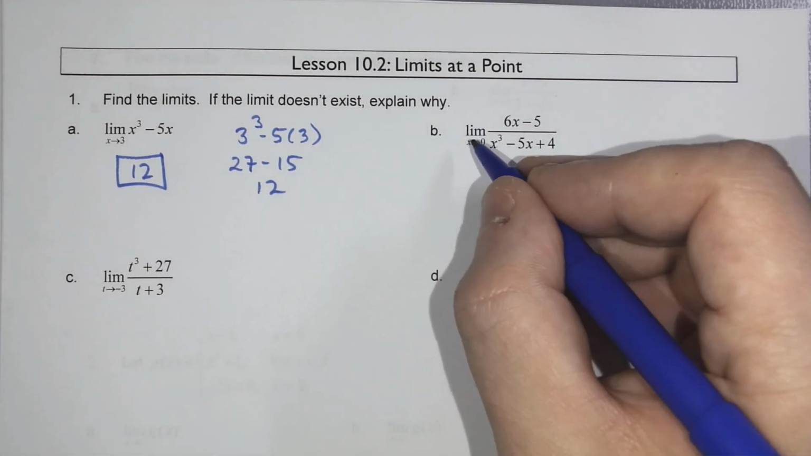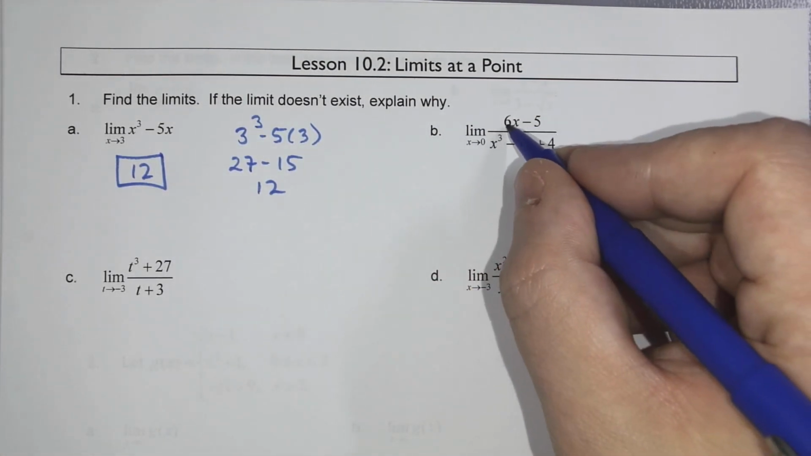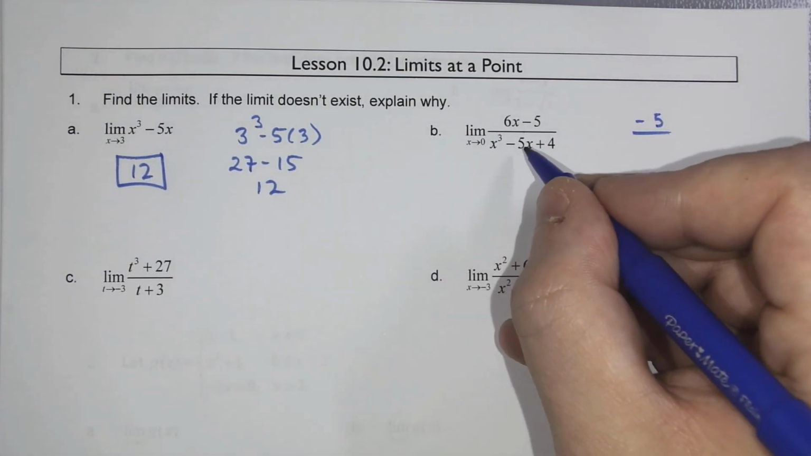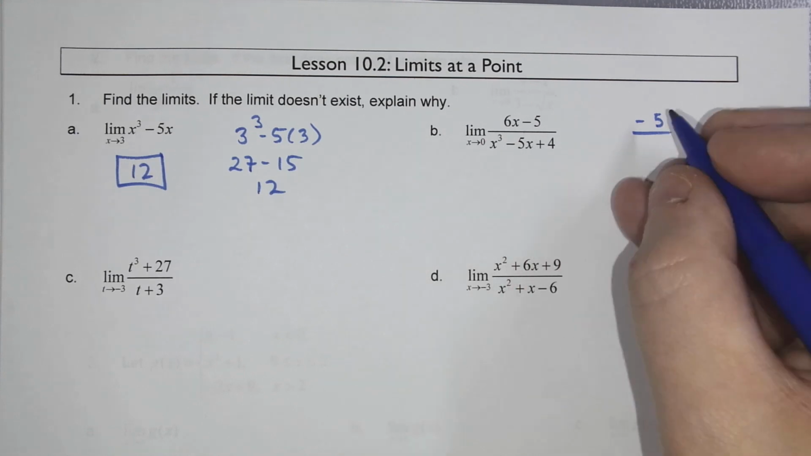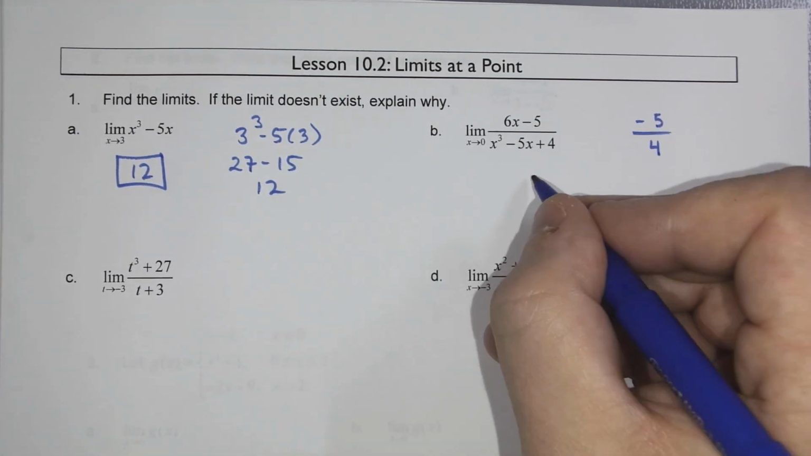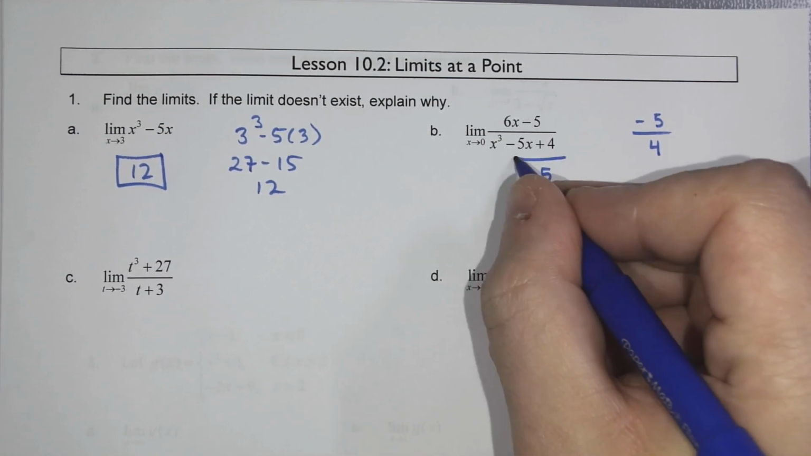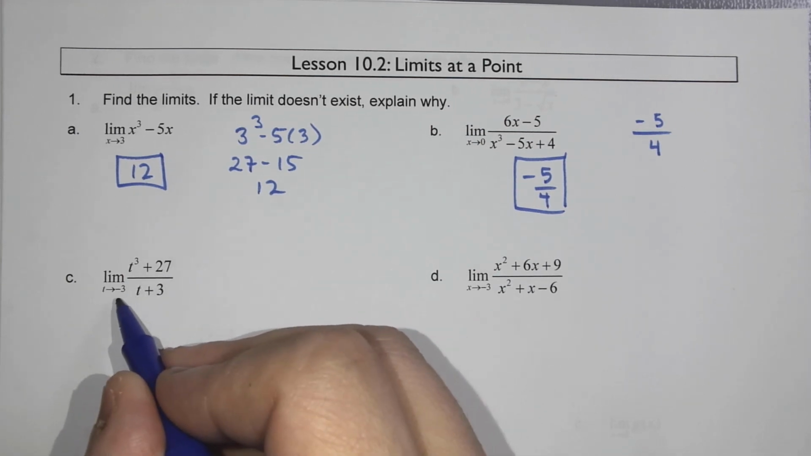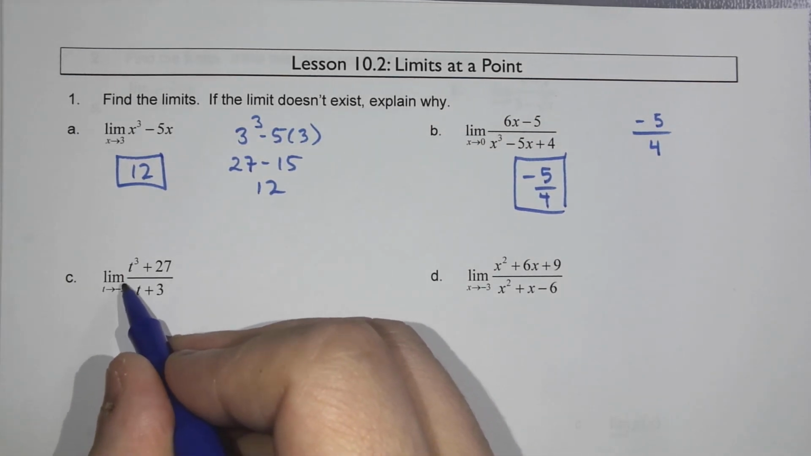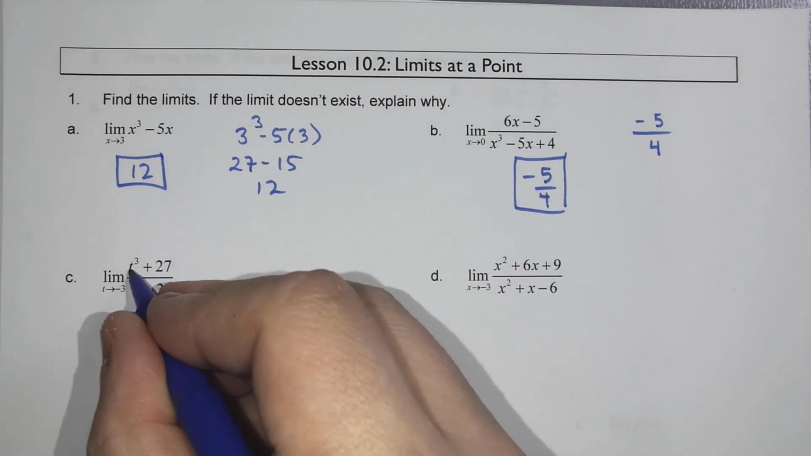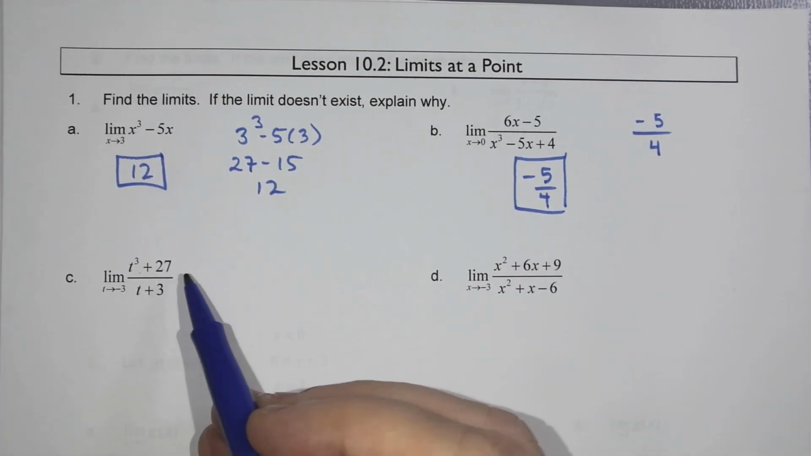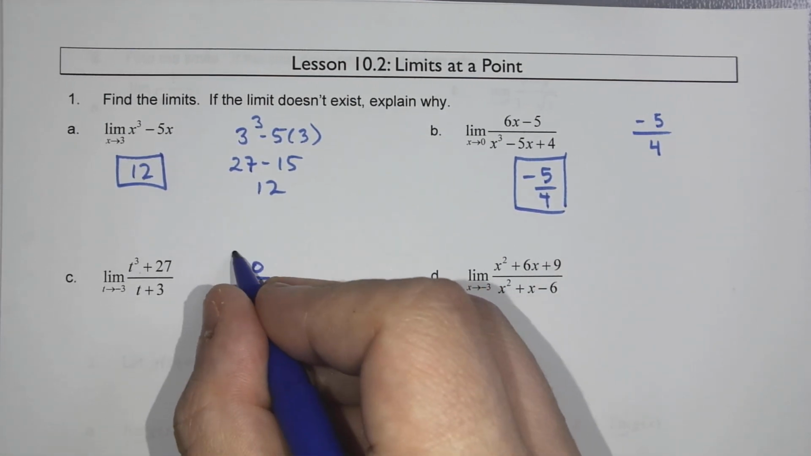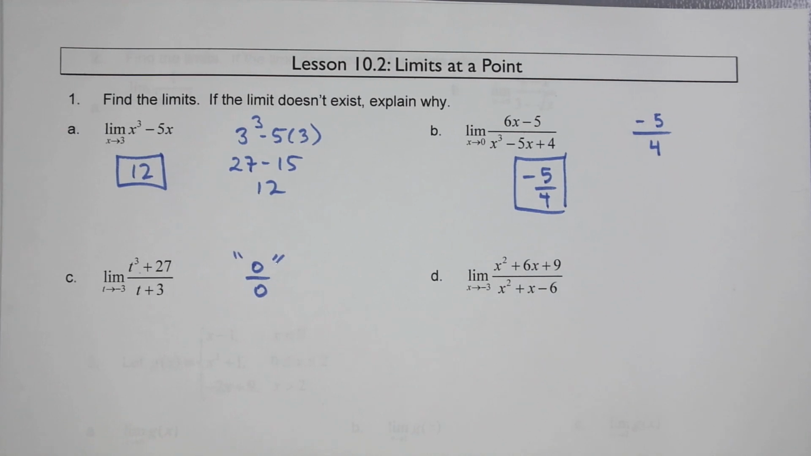How about over here? When we try to stick 0 into this expression, we get 0 minus 5, that's negative 5, over 0 minus 0 plus 4. So again, unambiguous. It's very clear that this rational expression is getting very, very close to negative 5 over 4. How about down here? If we were to replace negative 3 for t, on the numerator we would get negative 27 plus 27, that's 0, over negative 3 plus 3, which is 0. And 0 over 0 is undefined.